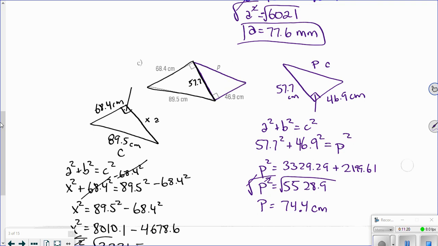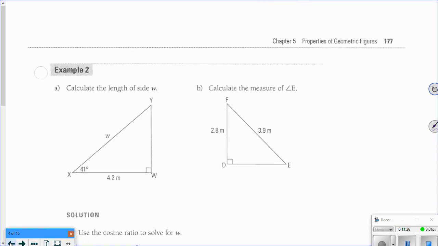Okay, so that's using Pythagorean theorem. The next piece is how to use SOHCAHTOA, which again should be super easy. You guys have done lots of this already. So the hardest part with SOHCAHTOA is how to assign your sides.